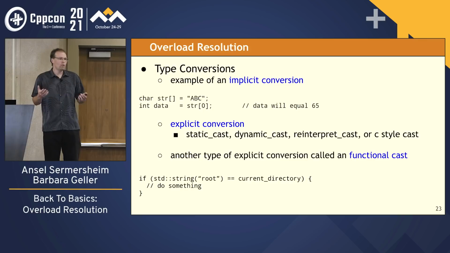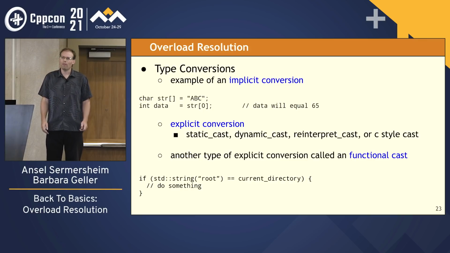So we use implicit conversions quite frequently. You can't even see them. In this first example, we have an array of characters, and we're taking the first character out of that array and assigning it to an int. It's being implicitly converted to an int, so we'll get the number 65, assuming you're on an ASCII system.